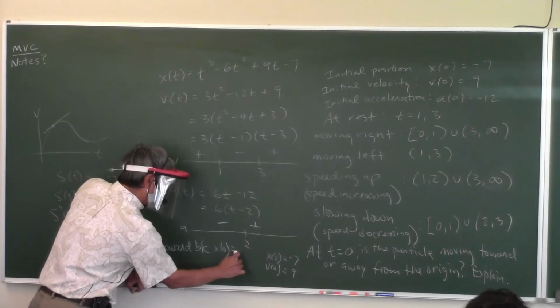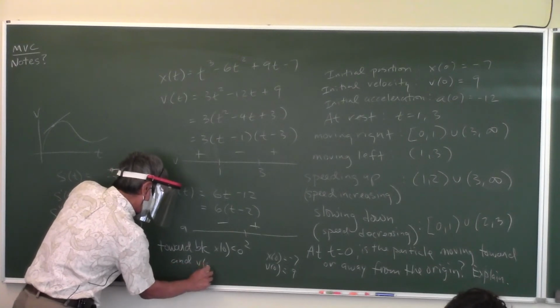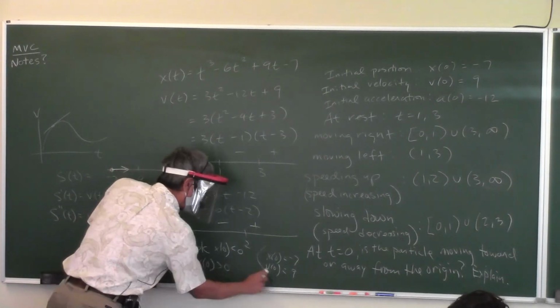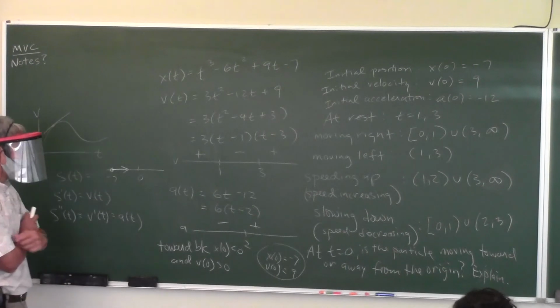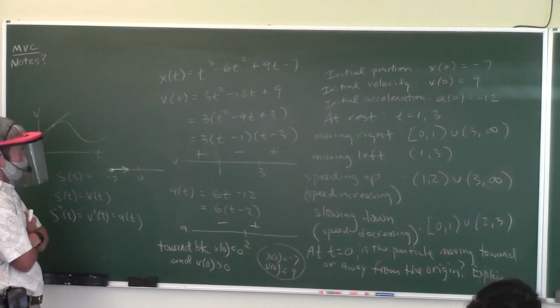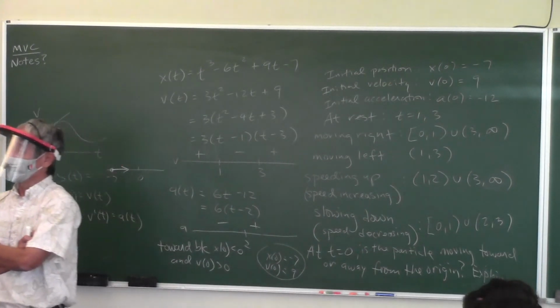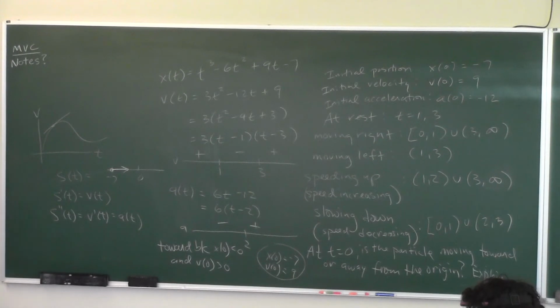Because the position at 0 is negative and the velocity at 0 is positive. And of course, you want to show your computations to get that, yeah? And that's it. We answered all the questions. I tried to think of all the questions they ask on the AP exam and I put it on this worksheet.